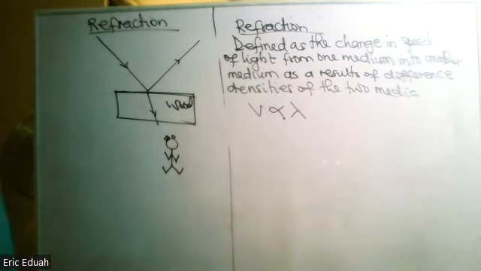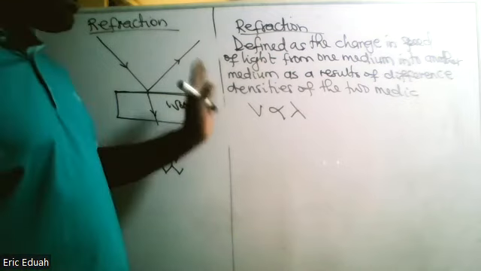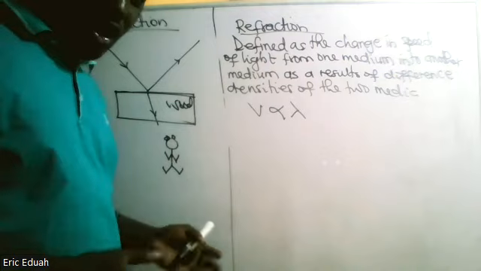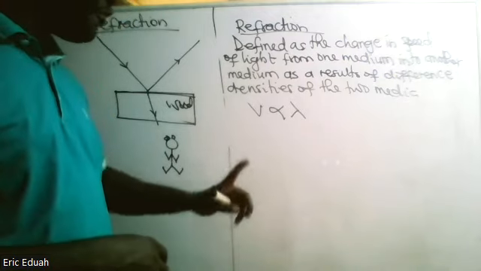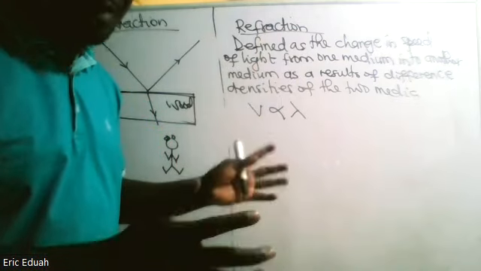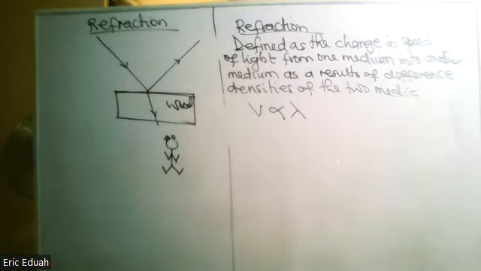So the speed, the direction, the wavelength, and all will change whenever light is moving from one medium into another, when the two media have a difference in their densities.